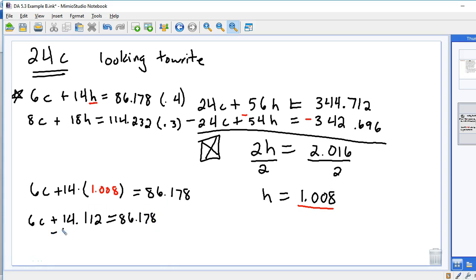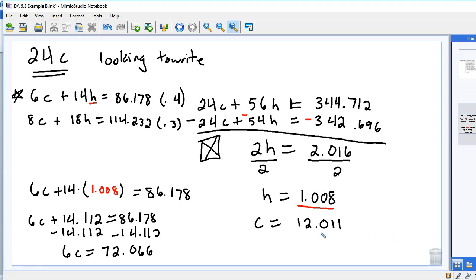So now we have to subtract 14.112 from both sides. Right? So we have 86.178 minus 14.112. And I get 72.066. So I have 6C equals 72.066. And then I just divide that by 6. Well, I know 6 goes into 72. Right? 6 goes into 72 12 times. And then 66, 6 goes into 66 11 times. So that means I can say that C equals 12.011.